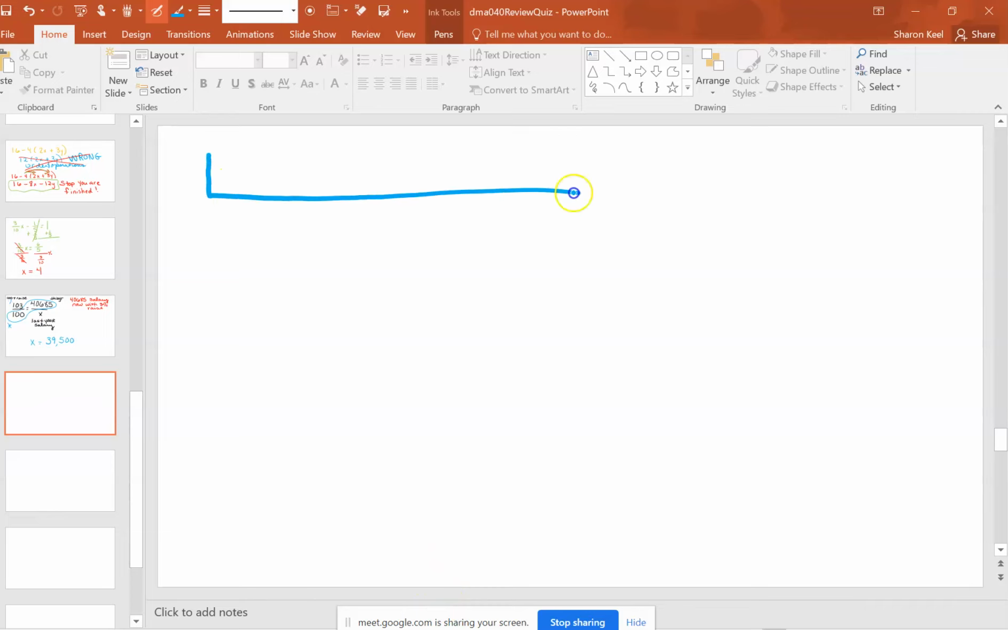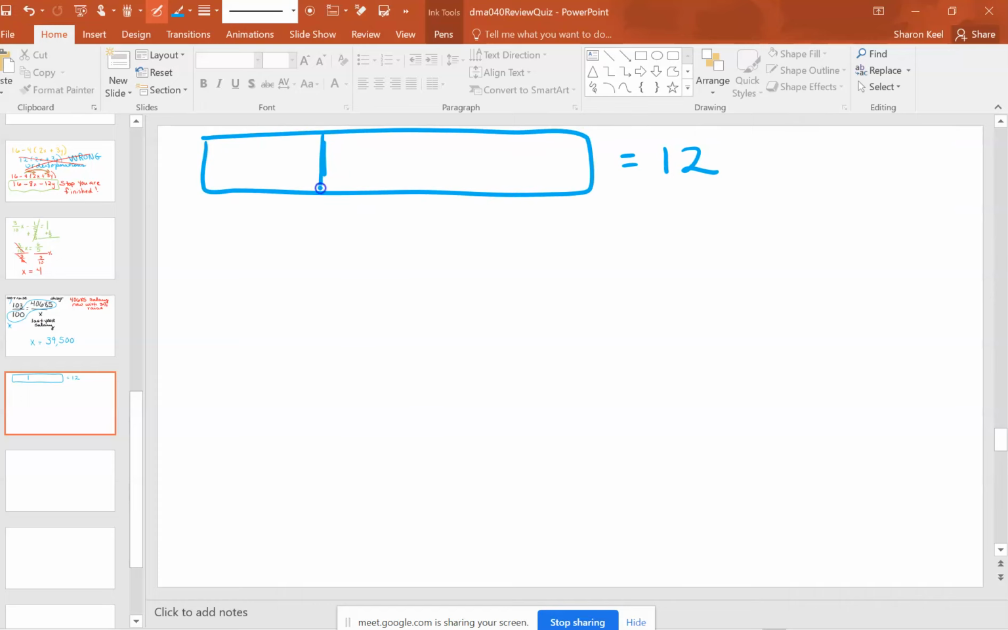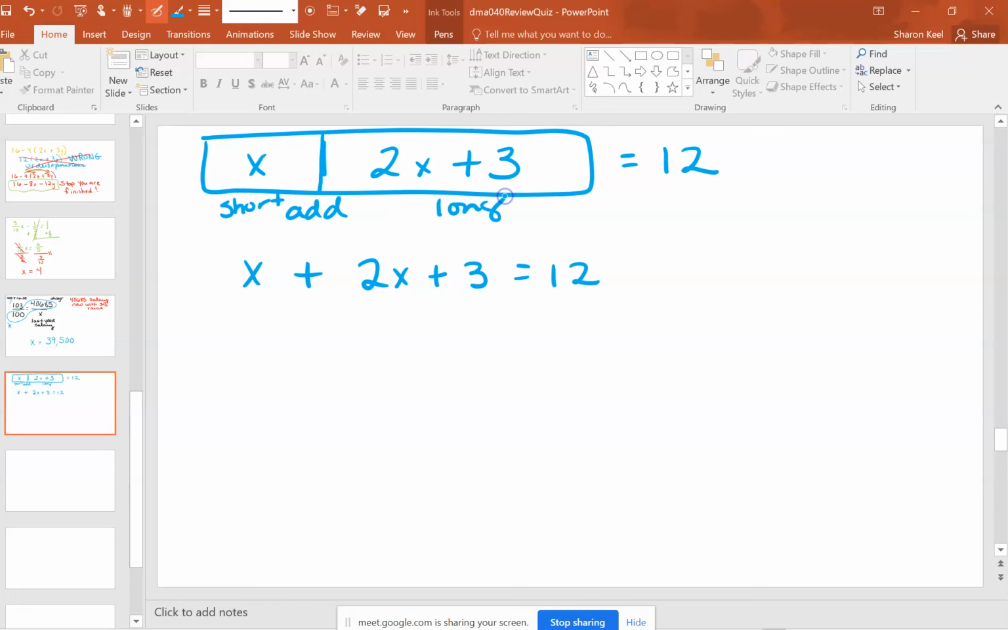So what we have here is our string. Our string is 12 feet. It's divided into 2 pieces. The short piece is X. The longer piece is 3 feet longer than twice the shorter. So for this total length here, we would add that together. So we're going to have X plus 2X plus 3 is equal to 12. And I could also label this as the short and this is the long piece.